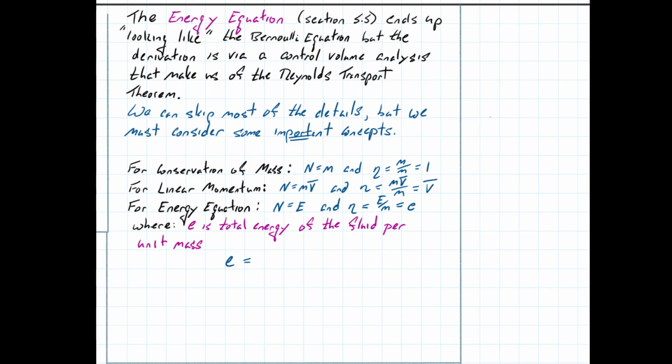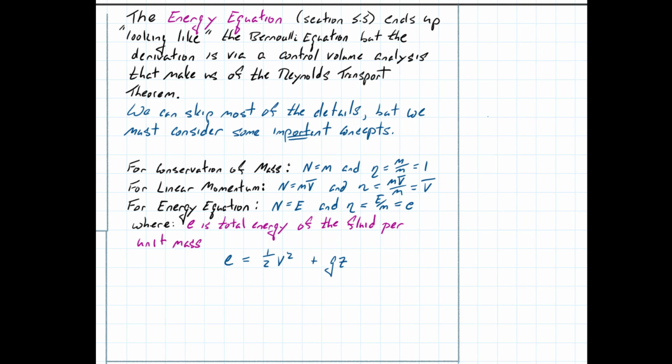And it has three components. The first one is 1/2 v squared. Again, if you put m in there, it'd be 1/2 mv squared. So it's the kinetic energy per unit mass. The second term is gravitational potential energy, so mgh, again, per unit mass.